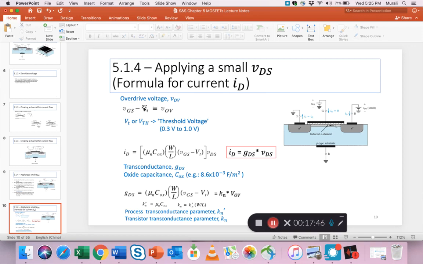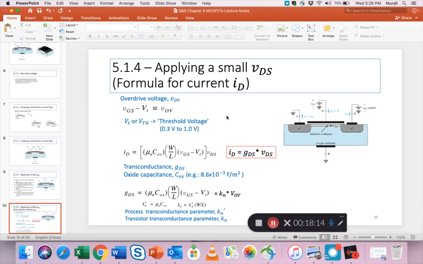So what is VT? VT is a new term. VT, remember we already had a VT in the past, right? So don't confuse that VT. That was something called V thermal, which we used a lot in BJTs, and it had a value of 25 or 26 millivolts, a constant. Here we have something called VT, also VT, or sometimes in some textbooks you see VTH.